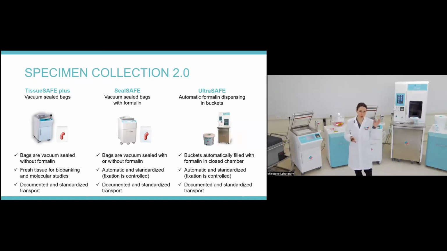With seal-safe, we work with bags, and you have double possibility. You can send in fresh or you can send a specimen in formalin, but all is done in an automatic way. All the fixation is controlled by seal-safe. With ultra-safe, you use buckets, but like seal-safe, there is a scale, so we really control all the fixation parameters. And by the barcode reader, by the printer, by the temperature data logger, all the steps are documented and controlled.